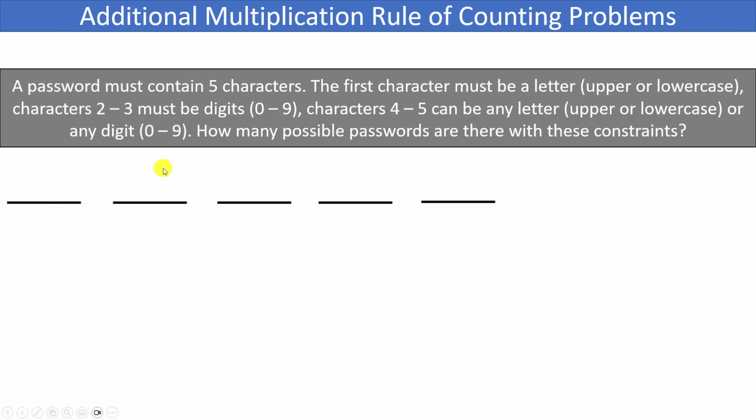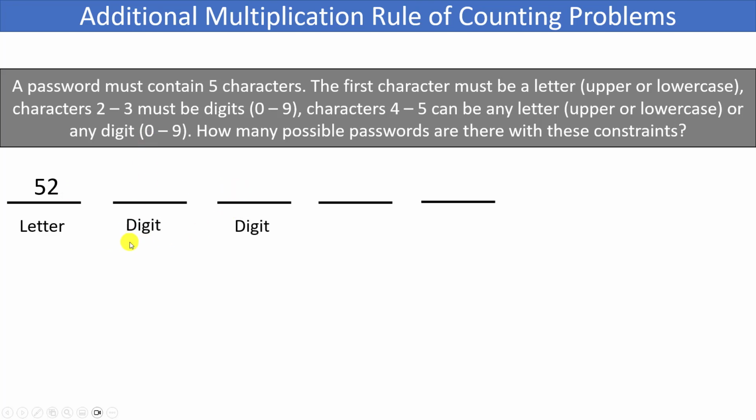Well, you need to choose 5 different characters, so I would start out with 5 different blanks. The first blank is going to be a letter. It's going to be either an uppercase or lowercase letter. There are 26 letters, and if they can be either upper or lowercase, and those are different, then we really have 52 different options. 26 times 2. And then we have the 2 digits.